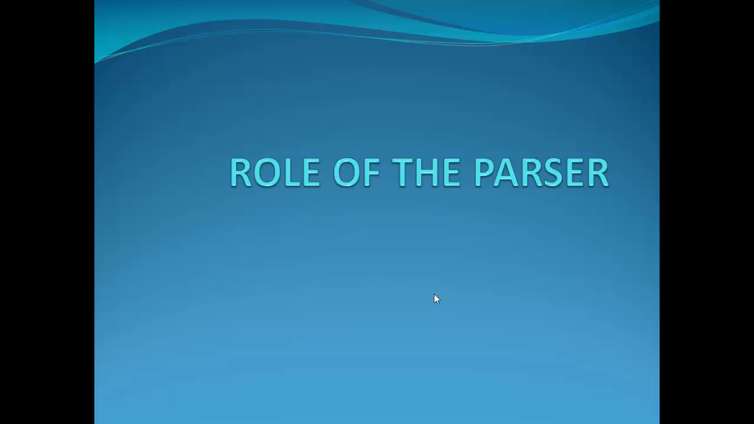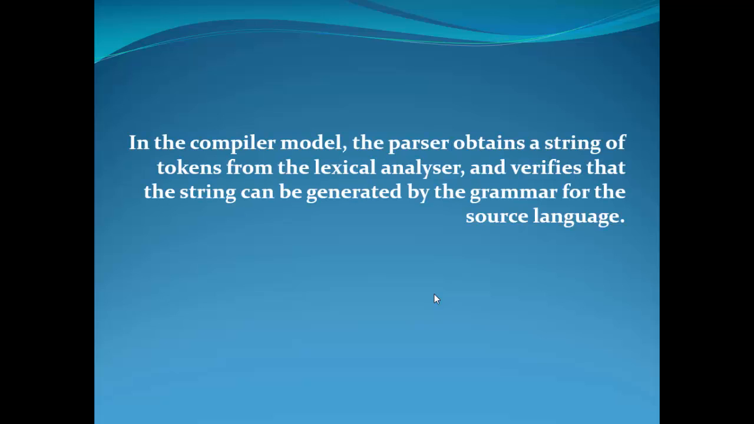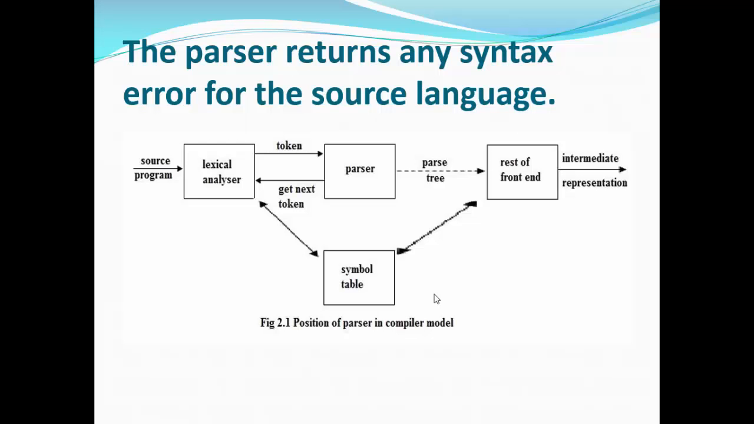Now we are going to see the third question. This is the role of the parser. In the compiler model, the parser obtains the string of tokens from the lexical analyzer and verifies that the string can be generated by the grammar of the source language. Now the parser runs into any syntax errors in the source program.